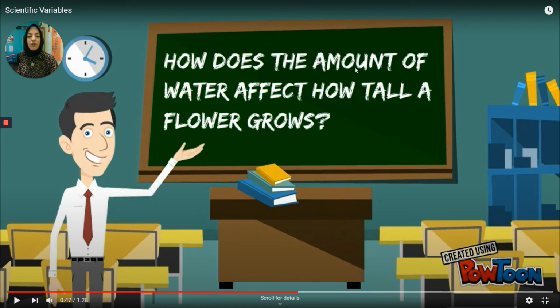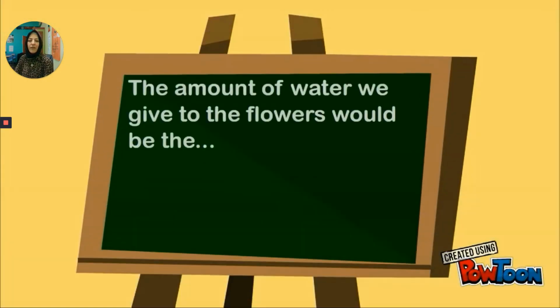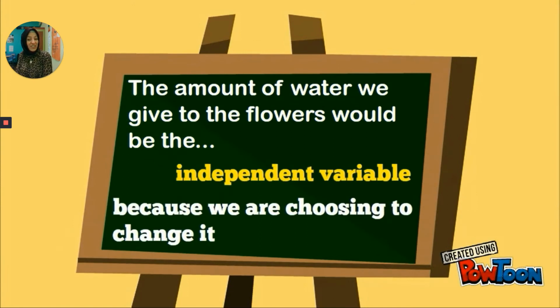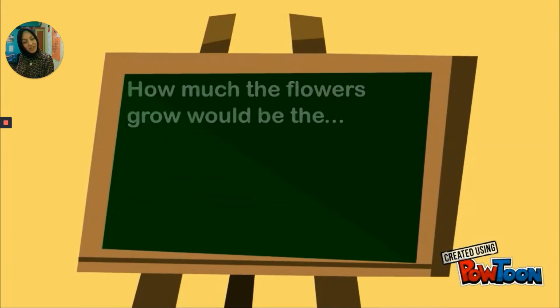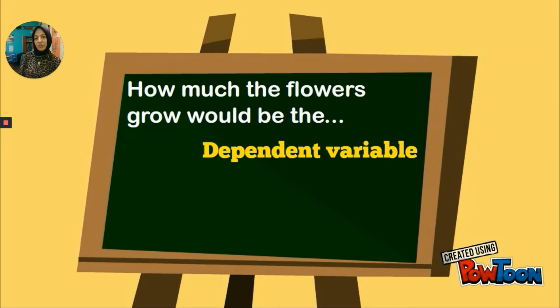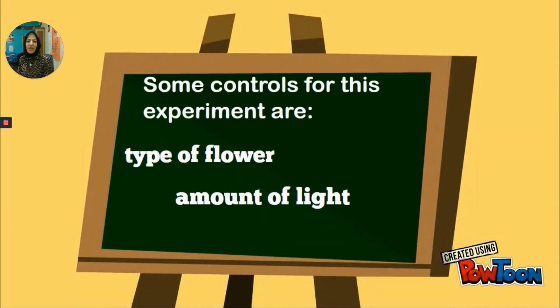For those who are saying, oh, it's the amount of water, yes, you're right. The amount of water we give to the flowers would be the independent variable, because this is what we're changing, because we're choosing to change it. How much the flowers grow would be the dependent variable, because that's the change we're measuring. Some controls are the type of flower and the amount of light.